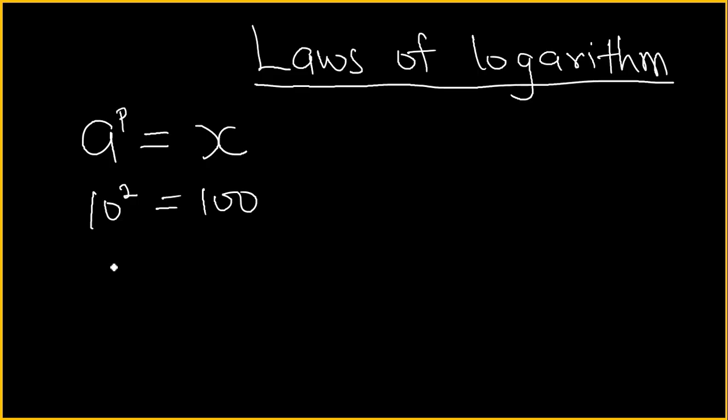Another index can also be written this way: a raised to the power k is equal to y. So the same index form 10 raised to the power 2 can also be written this way: a raised to the power k equals 100, which is also in the form of y. Now, if we could recall from our laws of indices, we said the first law in indices was our product law.